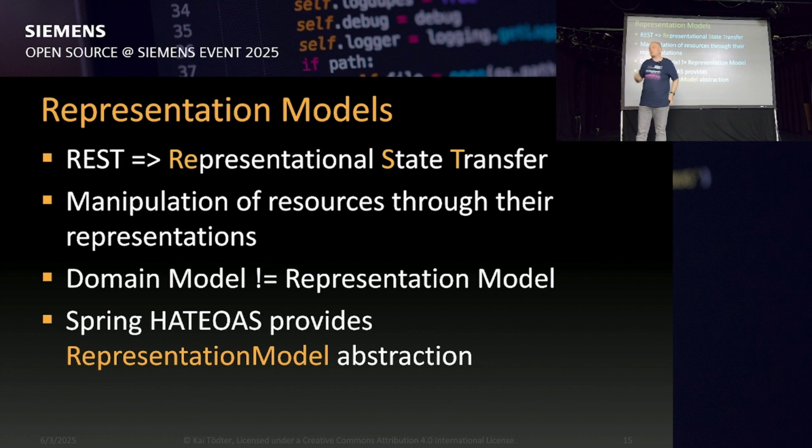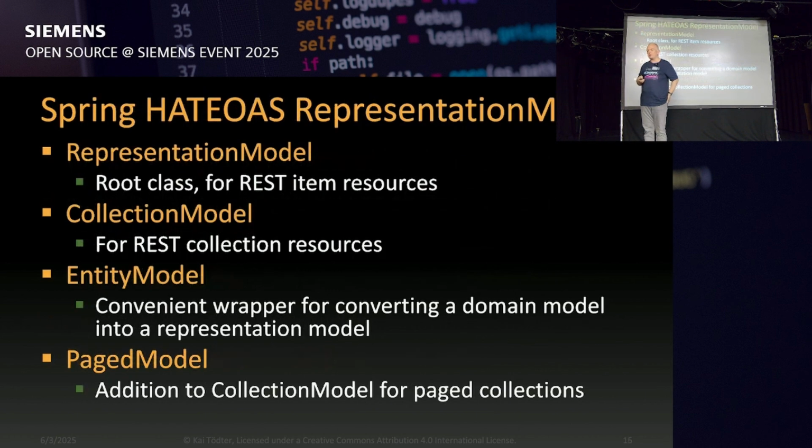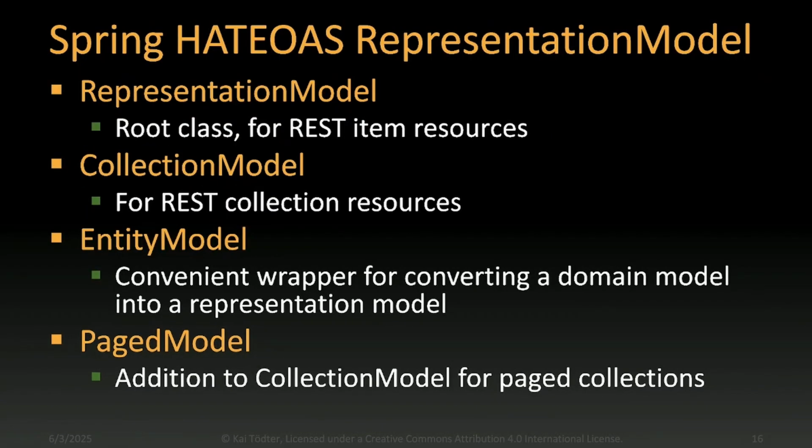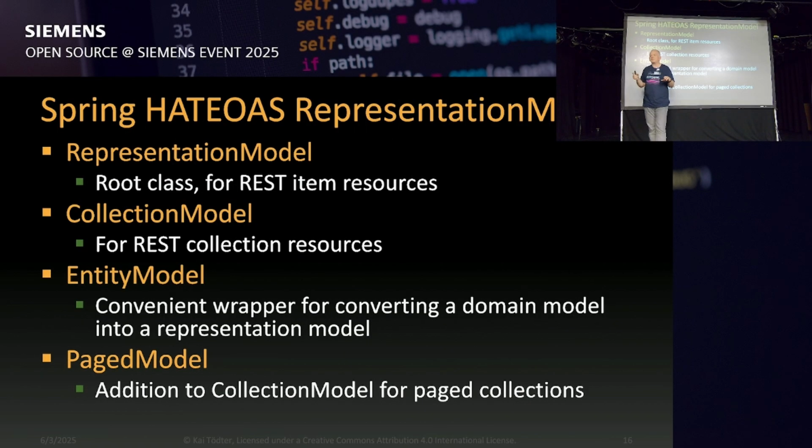And back to Spring. Spring HATEOAS provides representation model abstractions. And here are the four. Representation model is a base for item resources like one movie. Then we have a collection model for a collection of movies. If you just say get on a resource endpoint that is called movies, you will get a list of movies. And then entity model, this is a convenient class that says, well, I have a movie which is a pure domain model with no hypermedia and links at all. It just contains the name and the release year and what have you.